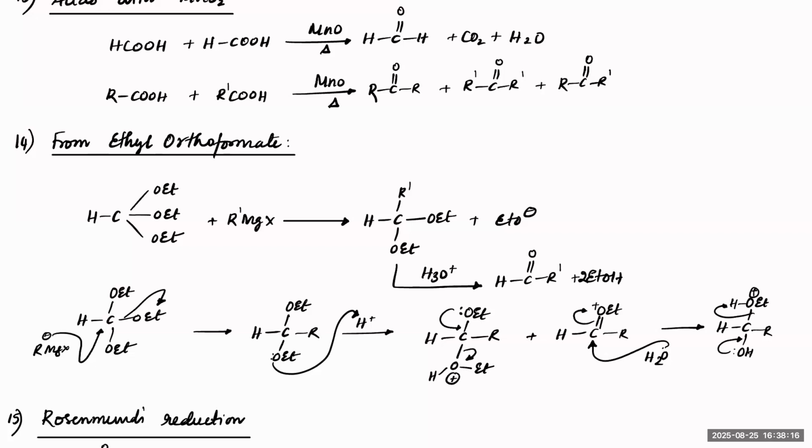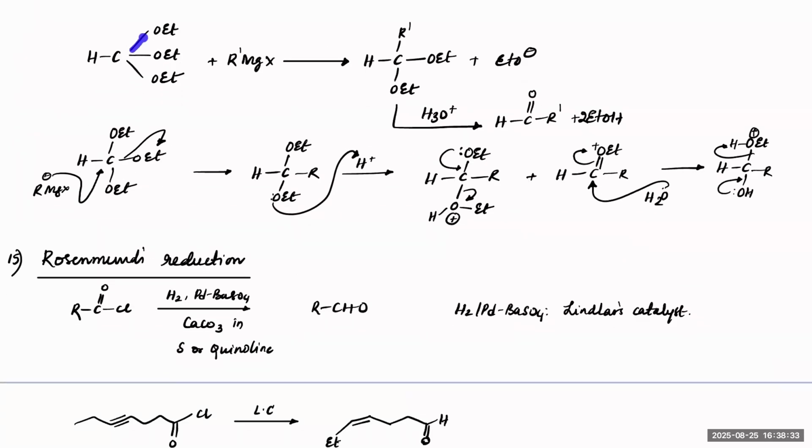So check here. Next one, same thing. If you take these two acids, we can have one self dry distillation. This one is a self, the other one is a cross. So these are the three forms you can get. Clear, beta?